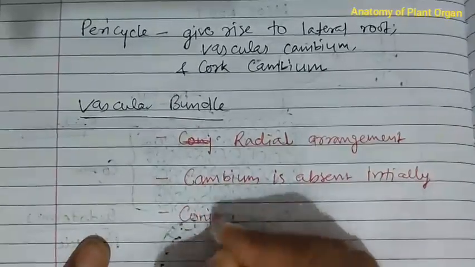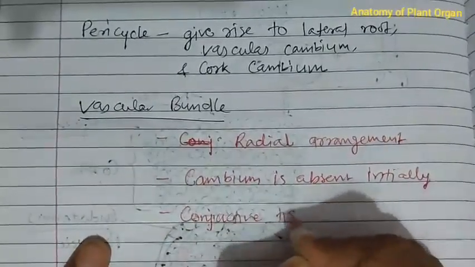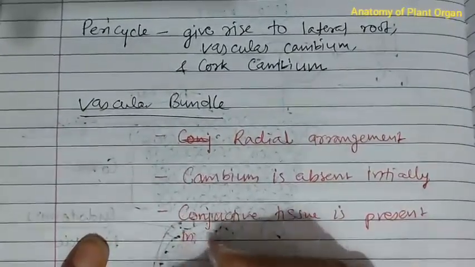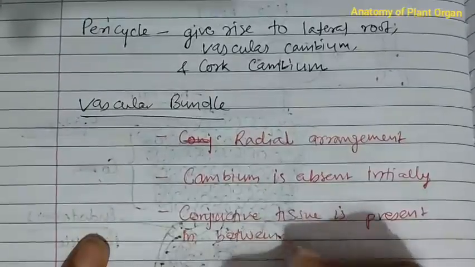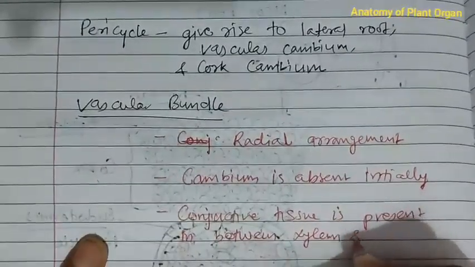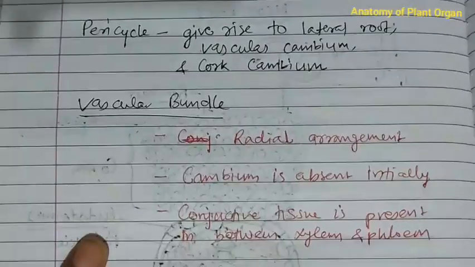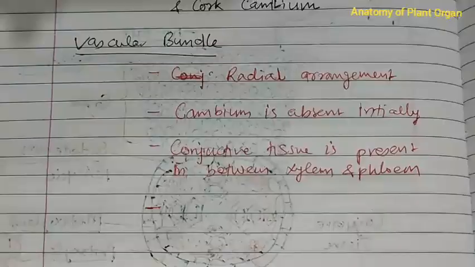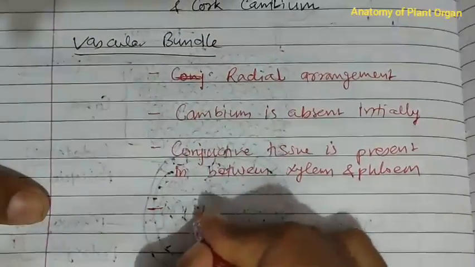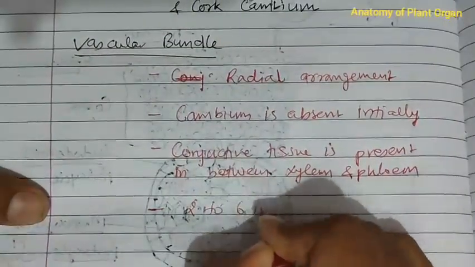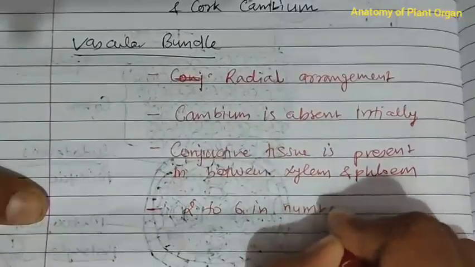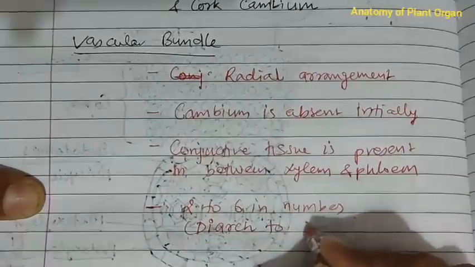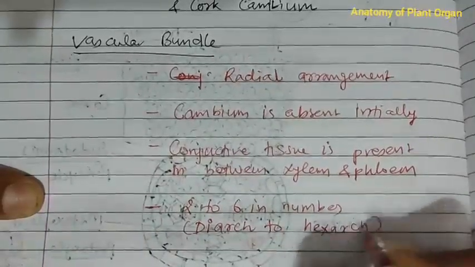Conjunctive tissue is present in between xylem and phloem. Next to that, if we talk about vascular bundle, they are 2 to 6 in number, means diarch to hexarch condition is found.